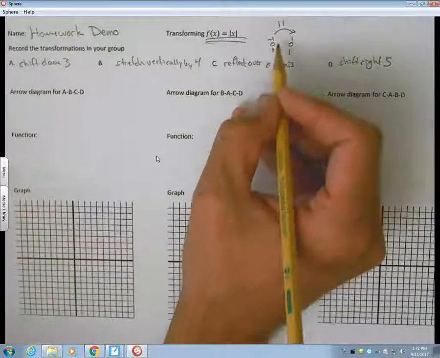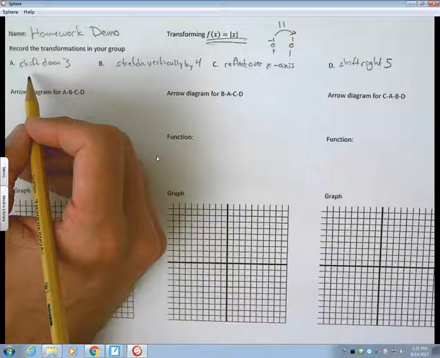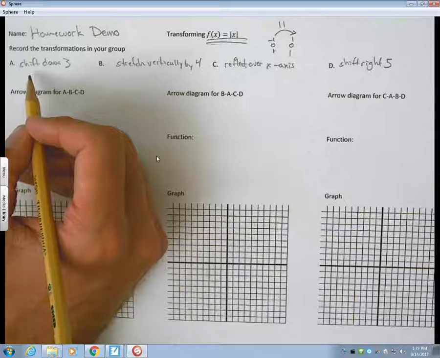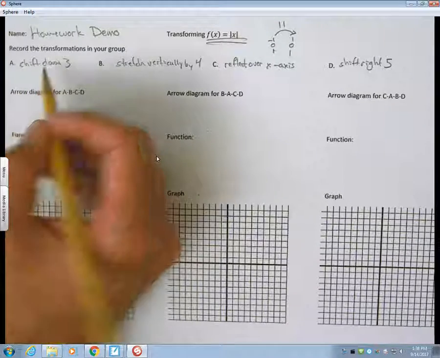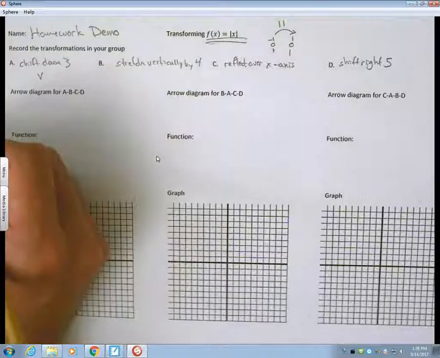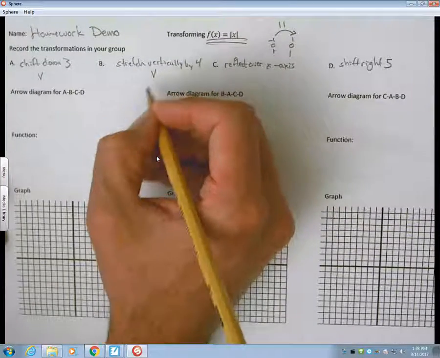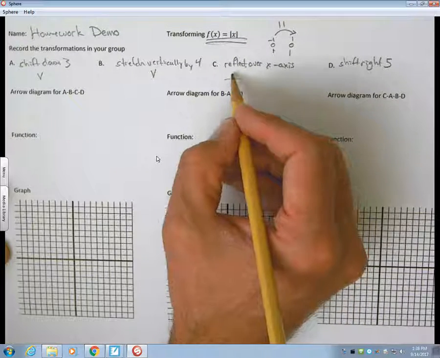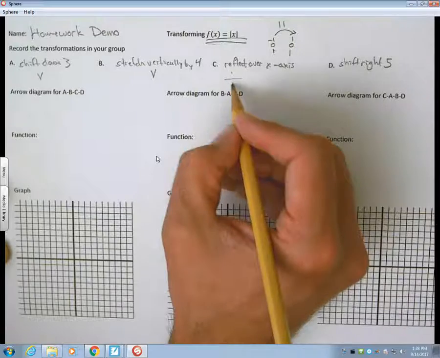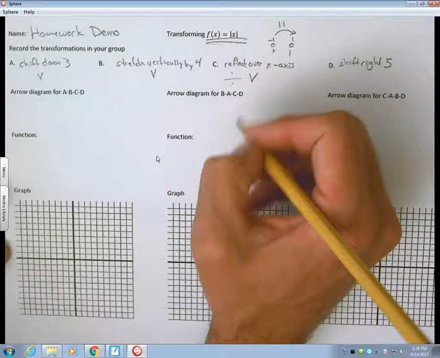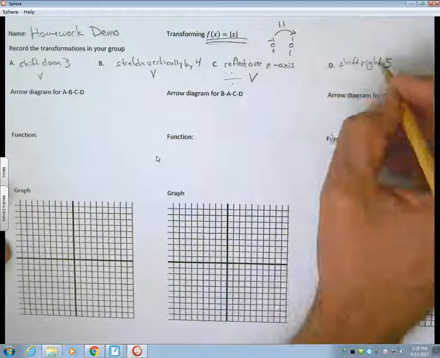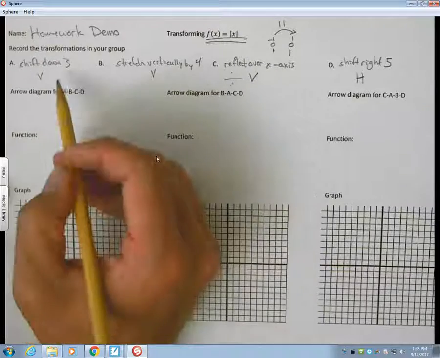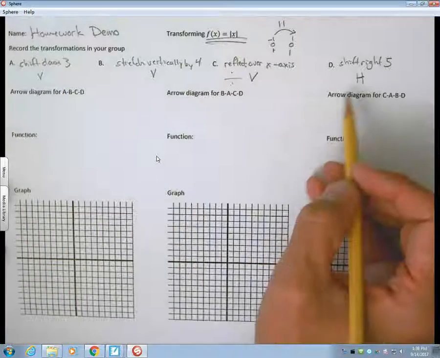I'm going to go through and look at the transformations that I have and decide which ones are vertical and which ones are horizontal. A shift down 3, that's vertical. Up and down is vertical. This says vertical in it, so that's vertical. A reflection over the x-axis: I've got my x-axis and I'm reflecting a point here that changes its vertical position, so that's also vertical. And shifting right 5, left and right is horizontal. So this tells me I'm going to need 3 arrows for vertical transformations and 1 for a horizontal transformation.